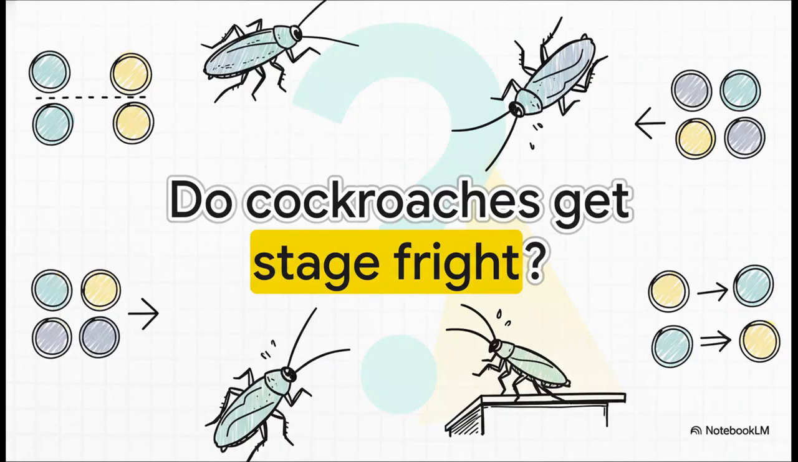Okay, I know it sounds like the beginning of a bad joke, but this was a real study. Back in 1969, researchers seriously wanted to know if having an audience of other cockroaches would affect how well one roach could run through a maze.